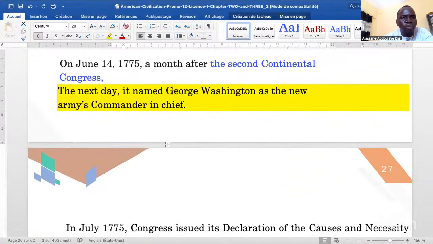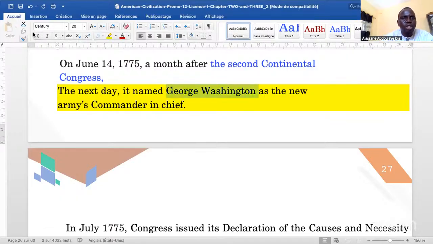And on June 14, 1775, a month after the Continental Congress, the next day, they designated George Washington as the new army's commander-in-chief. You know George Washington. George Washington is a general in the army.